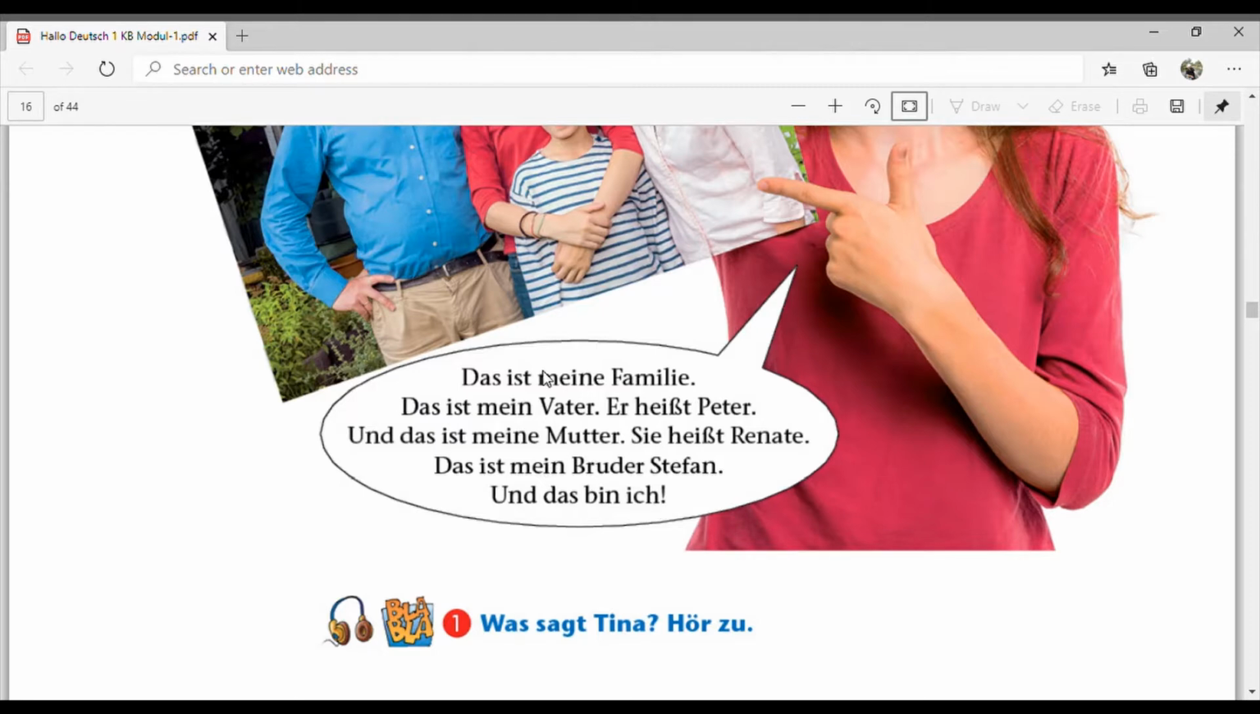So here in this chapter we have to go through this meine Familie, mein Vater, meine Mutter, and then mein Bruder. So these are the possessive pronomen. So that shows the relations. It's like my. Okay, we move to the next one.